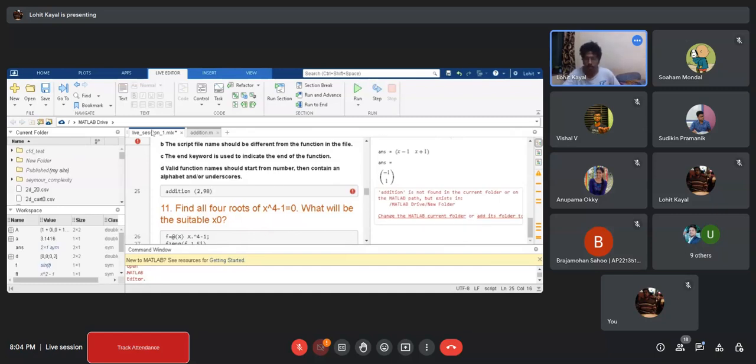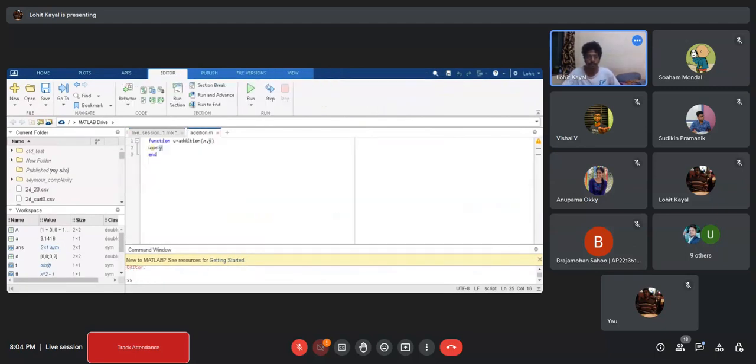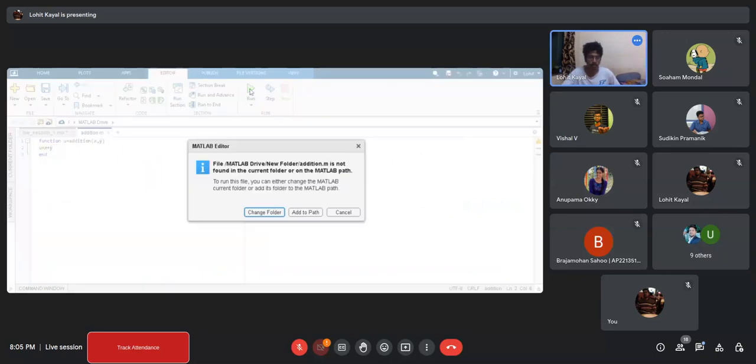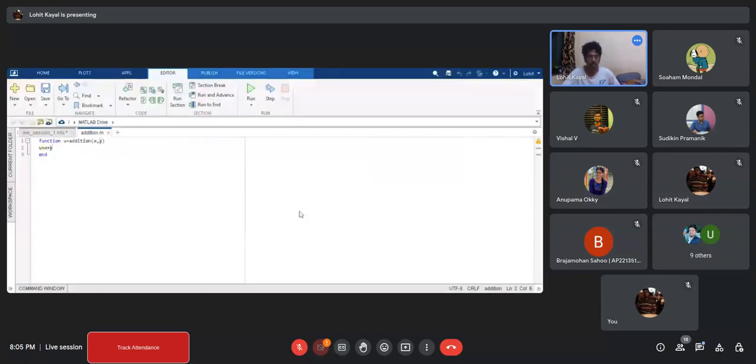Addition is not found. Oh, sorry, probably... It is not in the same path. Why? Add to path. I think now it will work.